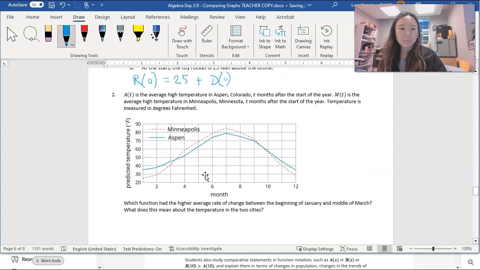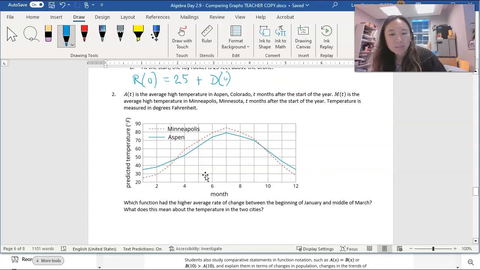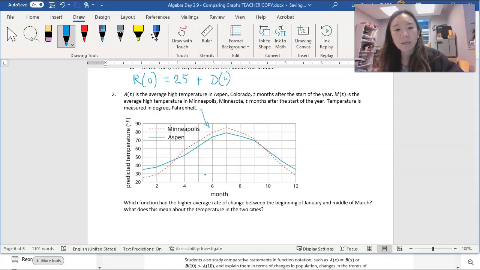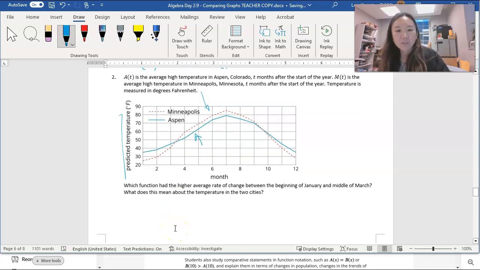All right, number 2. A of t is the average high temperature in Aspen, Colorado, t months after the start of the year. M of t is the average high temperature in Minneapolis. So that red line is Minneapolis and the blue solid line is Colorado or Aspen. And temperature is measured in Fahrenheit. Okay, so which function had the higher average rate of change between beginning of January and middle of March?